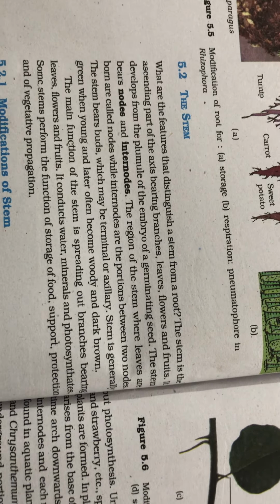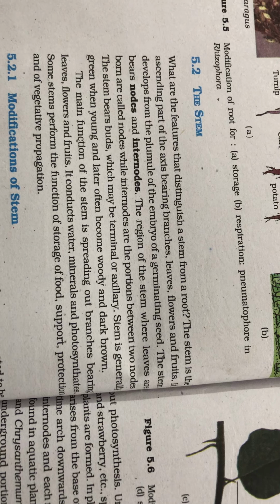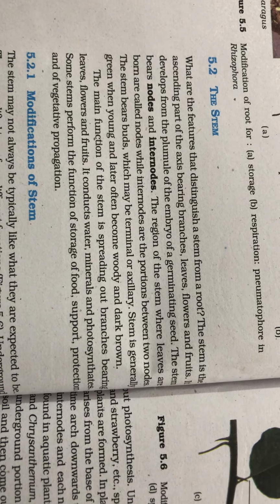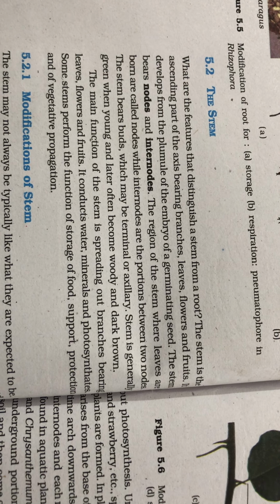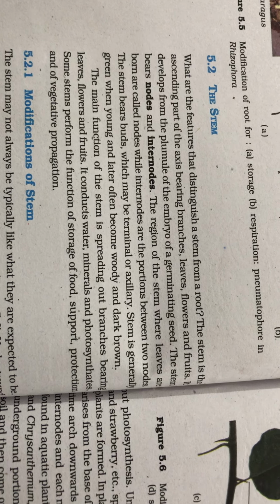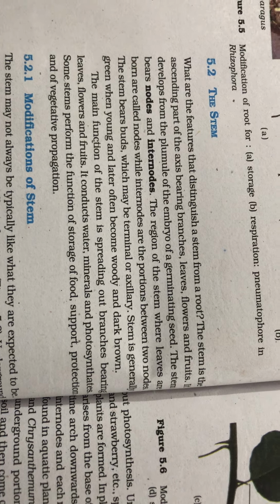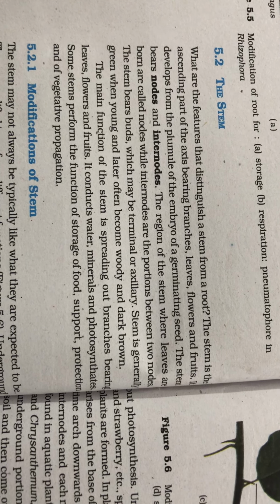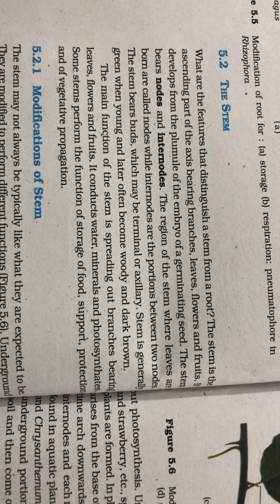The stem bears the nodes and internodes. The region of the stem where the leaves are borne is called a node. Remember, the region of the stem where the leaves are going to be produced is called a node, while the internodes are the portion between two nodes.